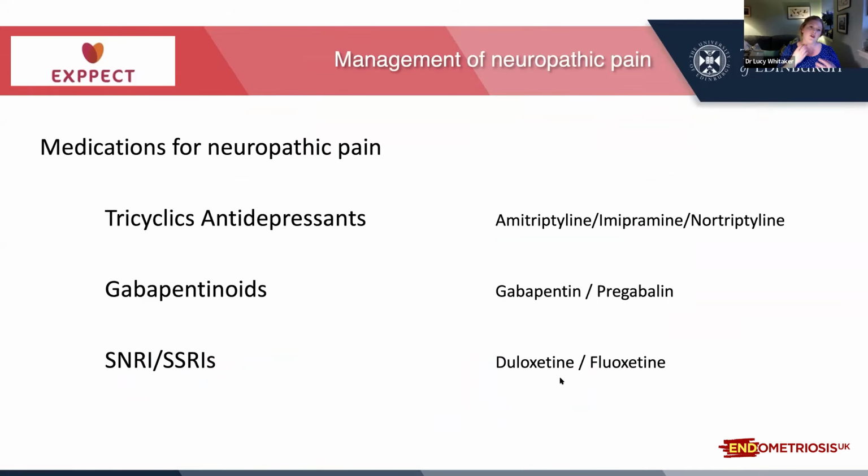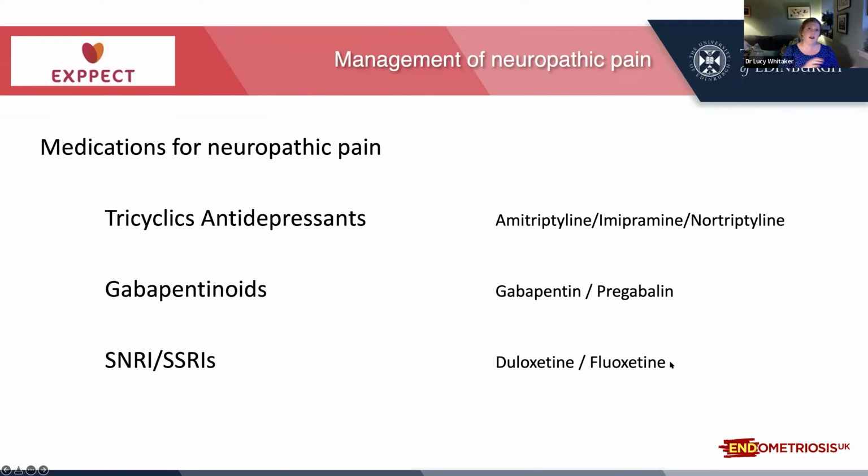So these are broadly split into three different categories. So we've got a group of compounds called tricyclic antidepressants. These are actually by and large not used as antidepressants anymore. They're used predominantly for neuropathic pain. It's partly because they don't actually work as very good antidepressants. We also have the gabapentinoids, so things like gabapentin and pregabalin, and also things like selective serotonin reuptake inhibitors or noradrenaline reuptake inhibitors. So these are drugs like duloxetine and fluoxetine.